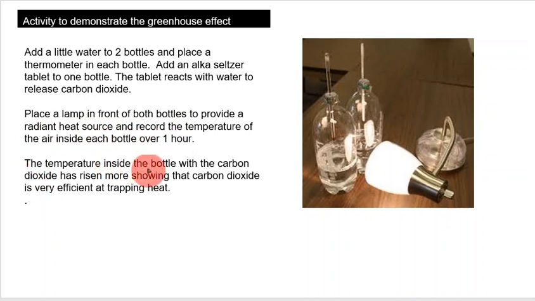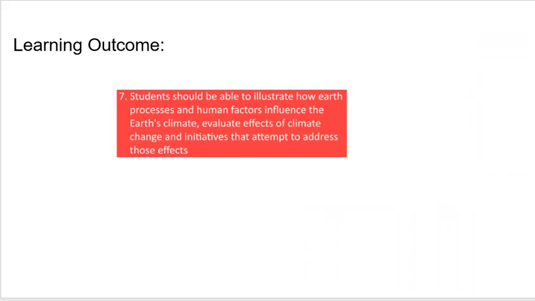So the temperature inside the bottle with the carbon dioxide has risen more, showing that carbon dioxide is very efficient at trapping heat. So you'll have one that doesn't have these greenhouse gases being produced and one that does. And what you'll find is that the one that has the Alka-Seltzer in it will increase in temperature, it'll get much hotter than the one that doesn't. And that shows how carbon dioxide is a really good insulator. It keeps the heat in, and it has that same effect when it's in the atmosphere around our globe as well.